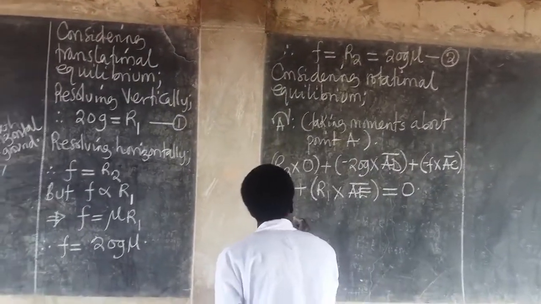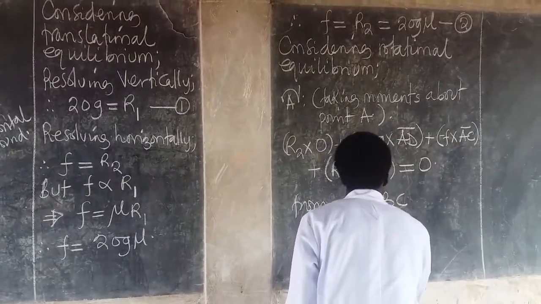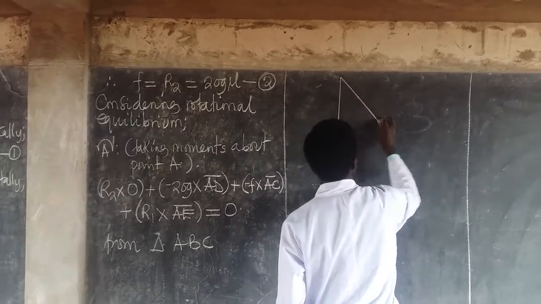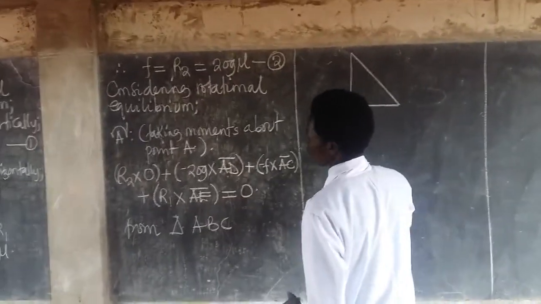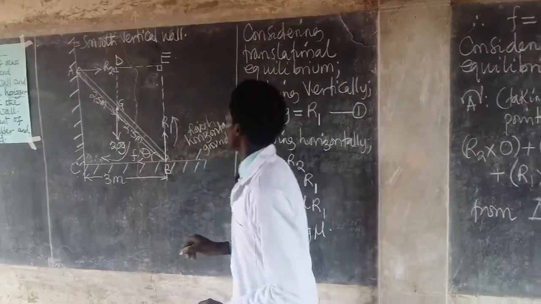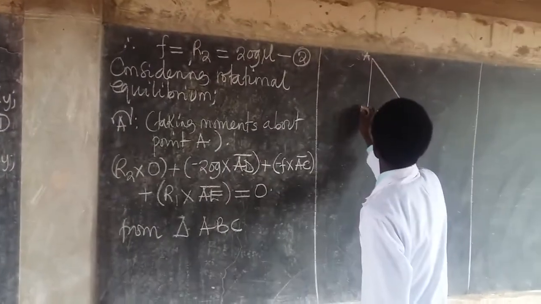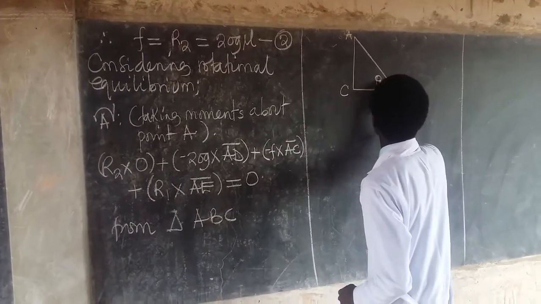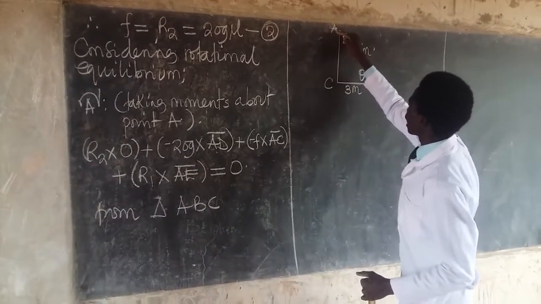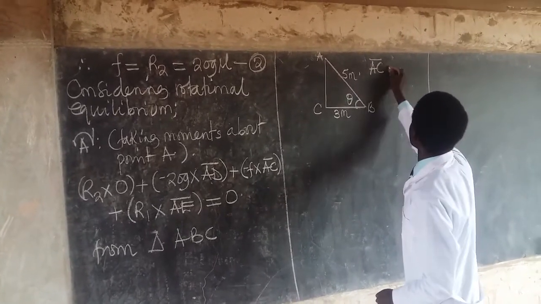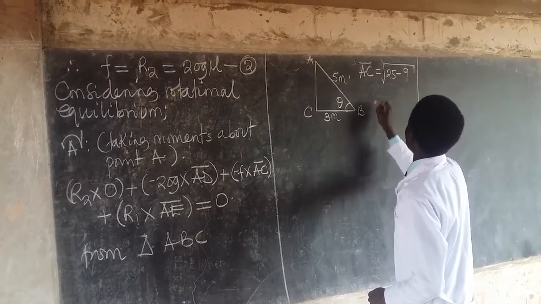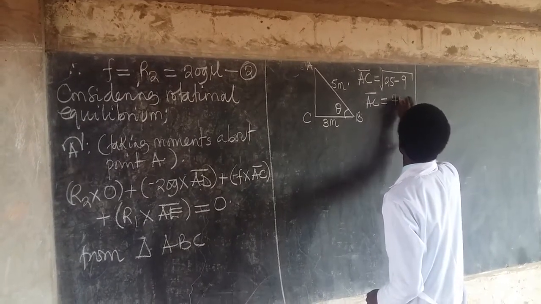Now, from triangle ABC, let's go back to our diagram. Let me put this as my angle theta. So this is my A, this is where C is, this is where my B is. So this is the theta, and the distance here is 3 meters, and this one is 5 meters. So if I'm to find AC, I use Pythagoras theorem. This is equal to the root of 5 squared, which is 25, minus 3 squared, which is 9. So AC is going to give me 4 meters.